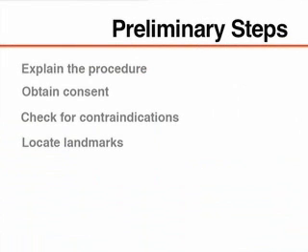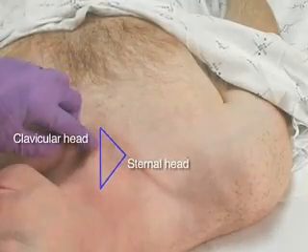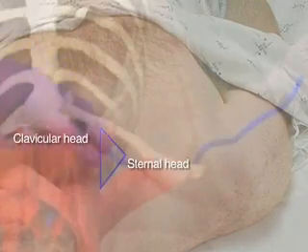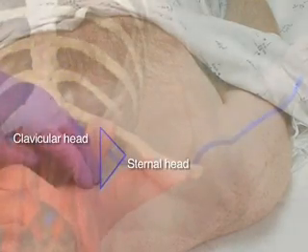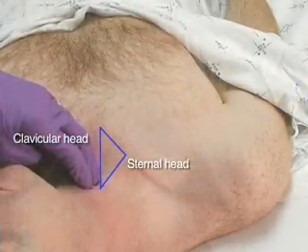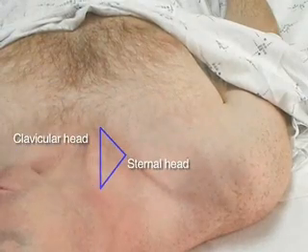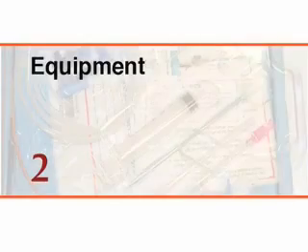After the procedure has been explained and consent obtained, review the records to confirm that there are no contraindications and examine the patient, concentrating on the regional landmarks. The internal jugular vein can be found at the apex of the triangle formed by the sternal and clavicular heads of the sternocleidomastoid muscle just lateral to the carotid artery.